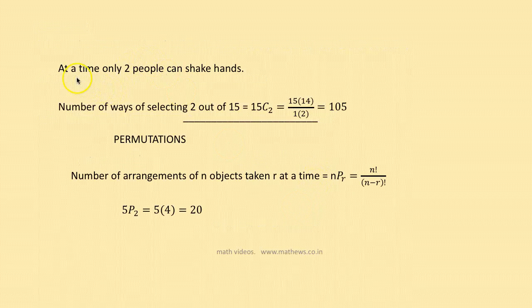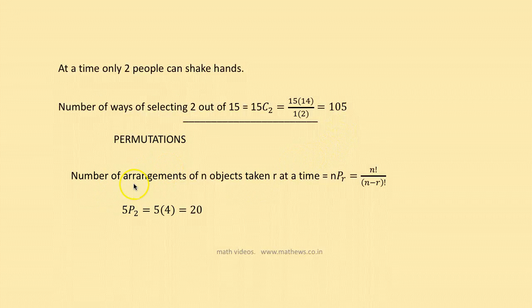Coming to the problem, at a time only 2 people can shake hands. So out of 15 people, at a time 2 people are shaking hands. So number of ways of selecting 2 out of 15 will be 15C2, that is 15 into 14 by 1 into 2, which is 105.